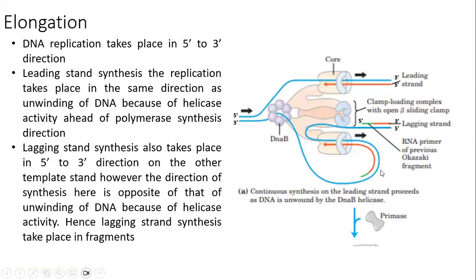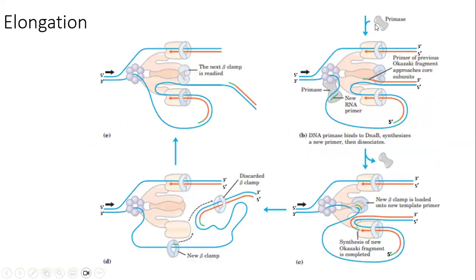So, primase enzyme will enter in the next stage. Primase enzyme occasionally associates with the helicase, and they together form a functional complex which is known as a primosome. The primase will synthesize a new primer and then dissociate during lagging strand synthesis. Now, the beta clamp loading complex loads a new beta clamp onto the newly synthesized primer.